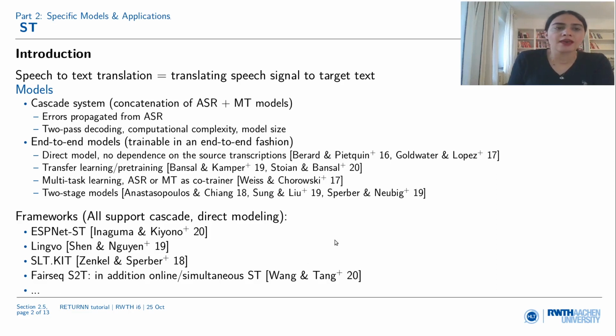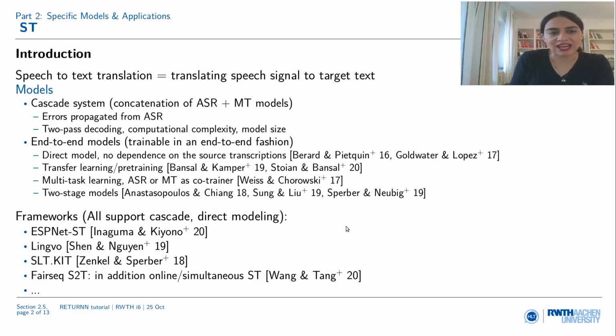In practice, nearly zero recognition error cannot be expected. Therefore, the ASR errors are propagated to the MT model. In addition, in these models, we need to first transcribe an utterance, and then an MT model needs to translate the transcribed sequence. Therefore, this is a two-pass decoding, and we need two models. This leads to more computational complexity.